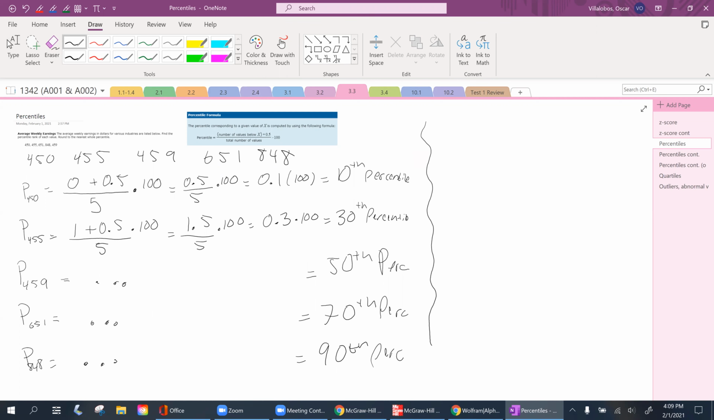The key thing here is to remember to rewrite this in ascending order, from lowest to largest. Because if you don't, you could be giving the highest value in your data a lower percentile than it deserves. So let's remember that.